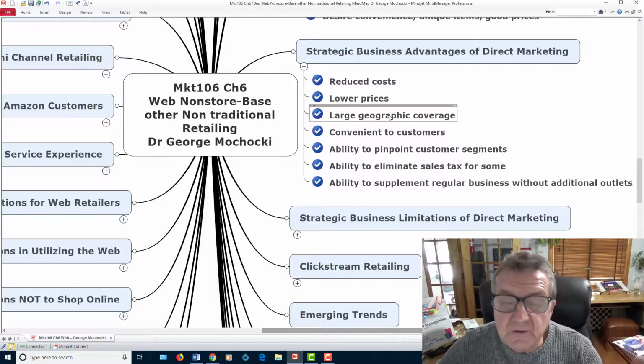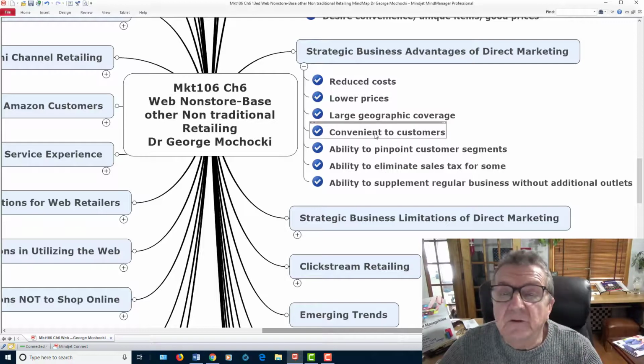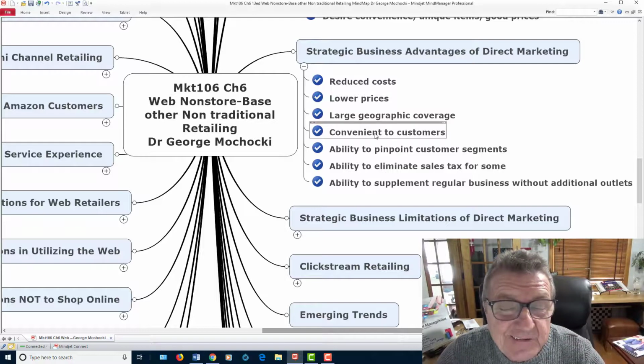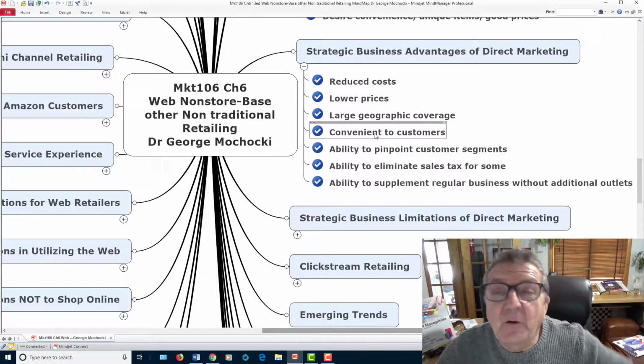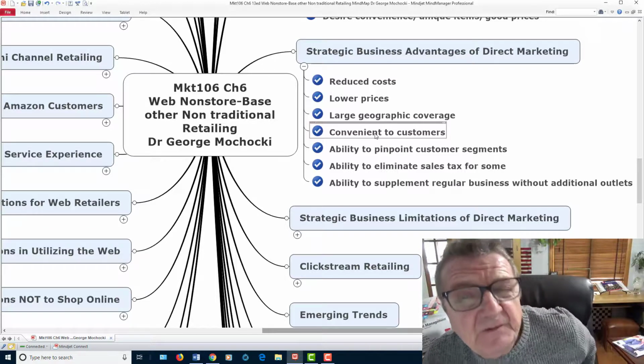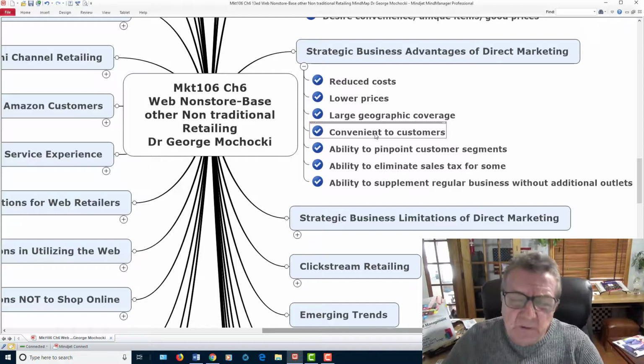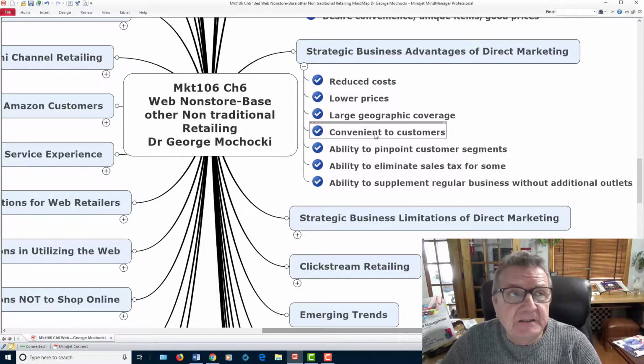Large geographic coverage, you could be all over, very convenient to the customer. Not if you call them at certain times. If the customer's requesting it, fine. But sometimes it is an inconvenience. It depends. We'll go on later on frequency and how often and exposure you call a customer.